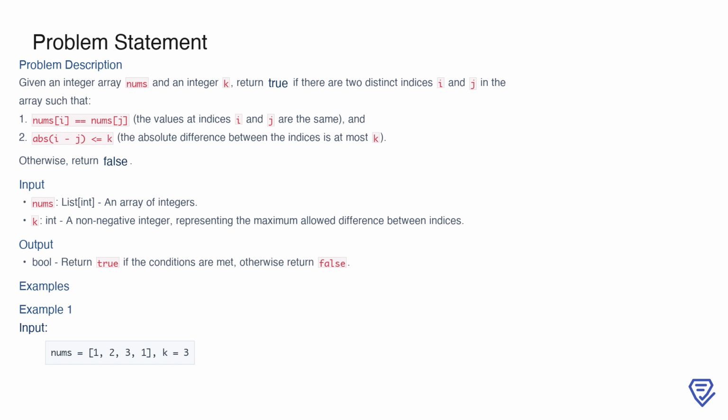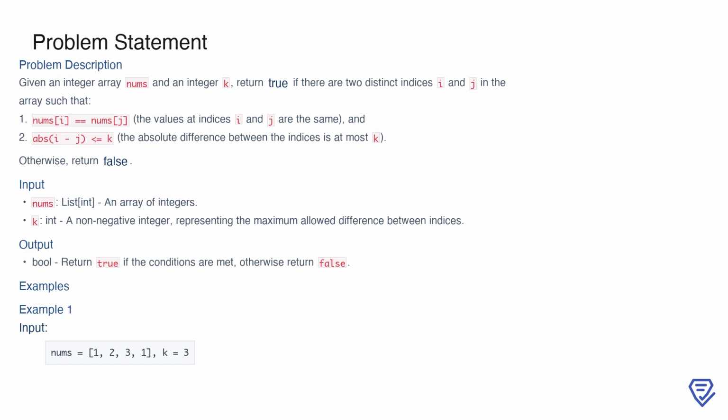the values at those indices are equal, and the distance between those indices is no greater than a given value, k. Specifically, this means we need to check two conditions: first, that the values at the indices i and j are the same, and second, that the absolute difference between the indices i and j is less than or equal to k. If both conditions are satisfied, we return true, otherwise, we return false.